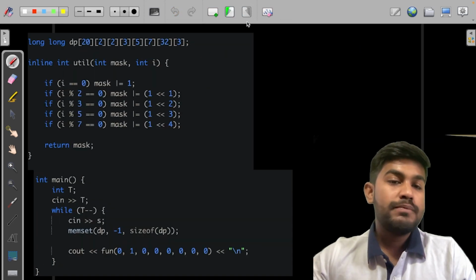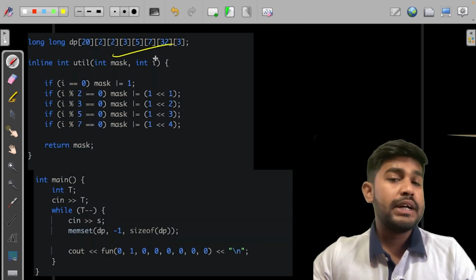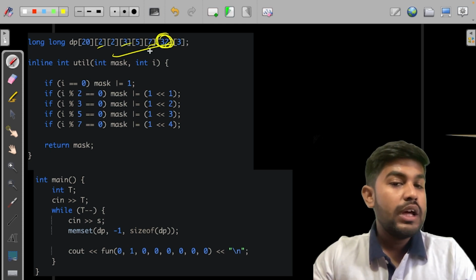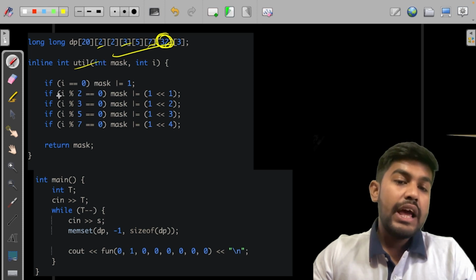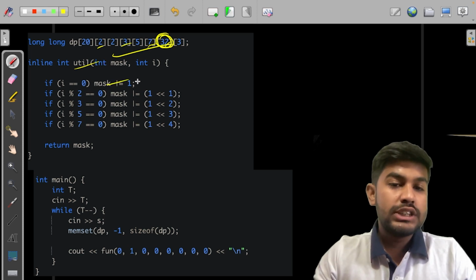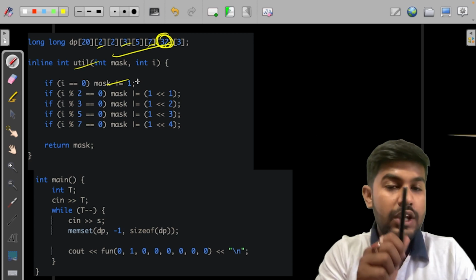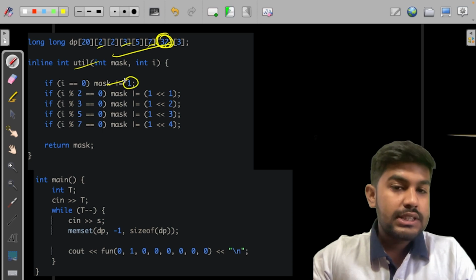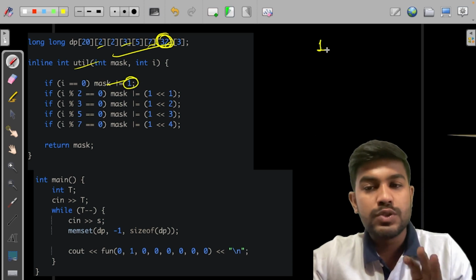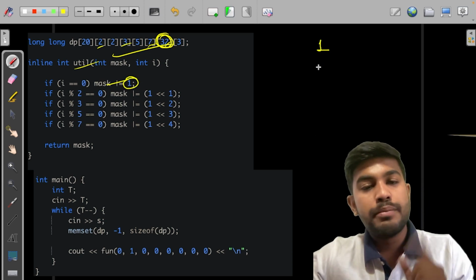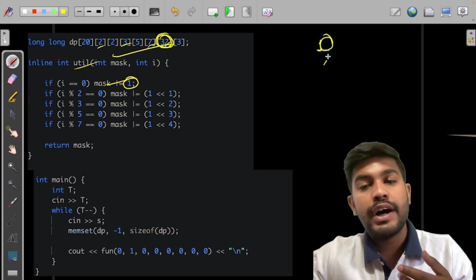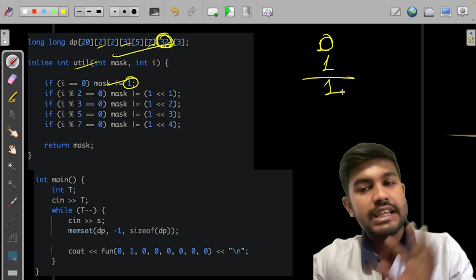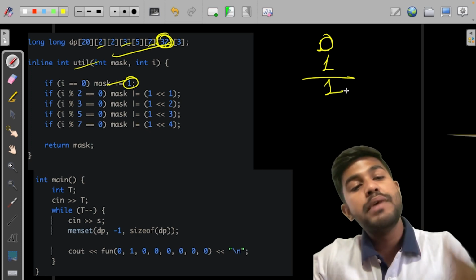Now let us talk about the util function and what the dp state would be. So this is what we have done: 2, 3, 5, 7 and 32 also. And then the util function, what it does is, if i is equal to 0, then it would just turn on the value 1, the last one. If it is already turned on, it would be left as it is. If it is not turned on, it would be made to turn on.